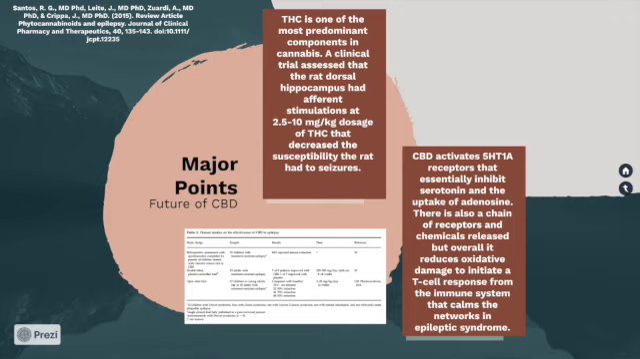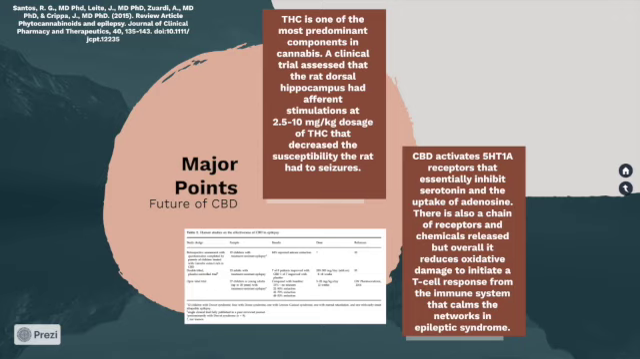These essentially inhibit serotonin and the uptake of adenosine within the brain. There's also a chain of receptors and chemicals released after this, but overall, it's going to reduce the oxidative damage to initiate a T cell response from our immune system that's going to go and spread and calm the networks in the epileptic syndrome. This is essentially making it act as an anticonvulsant.